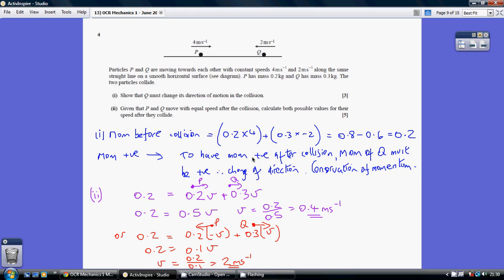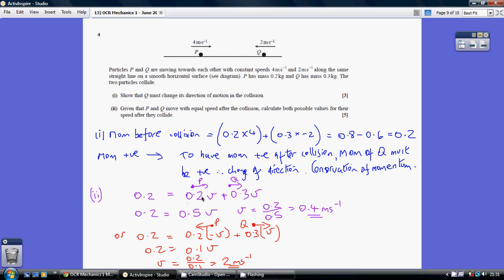Now for part 2, this takes a little bit of getting our mind around. Okay, now we know our momentum before the collision is 0.2, so let's consider after the collision. Now it may be that P and Q are both going left to right, so our two velocities are going in the same direction. We know the speeds are the same, so the numerical value is always going to be the same, but let's just consider that they're both positive.